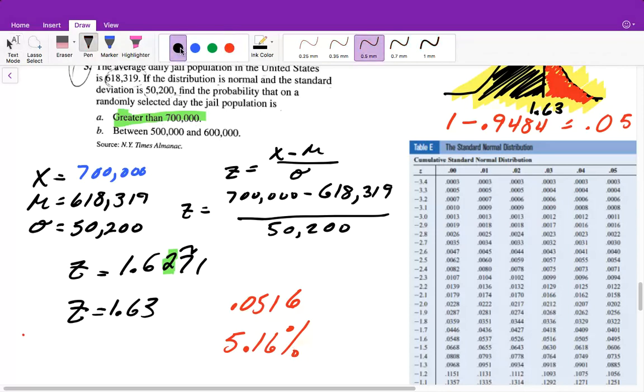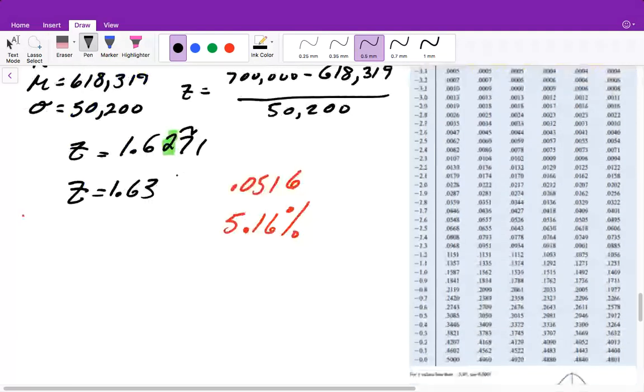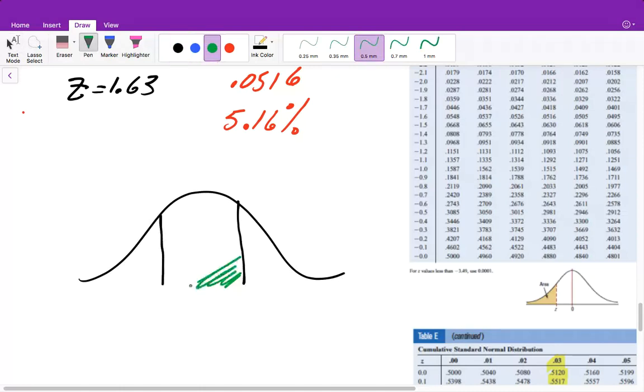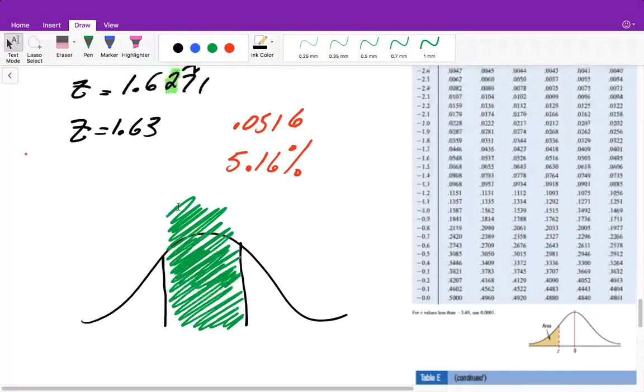All right, now the next question, it says between 500,000 and 600,000. So when you're solving for between, that's really awfully drawn. When you're solving for between, that means you're going to have two z-scores, and we need to figure out the area between them. So we're going to solve for this area here.